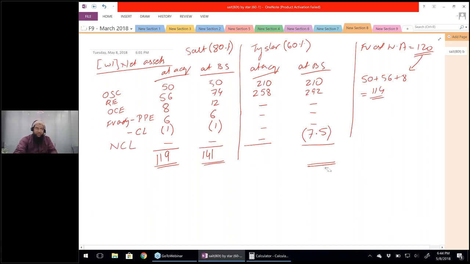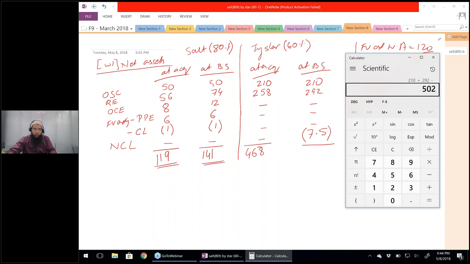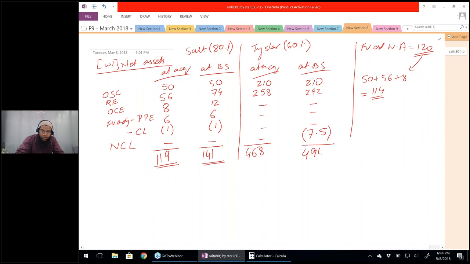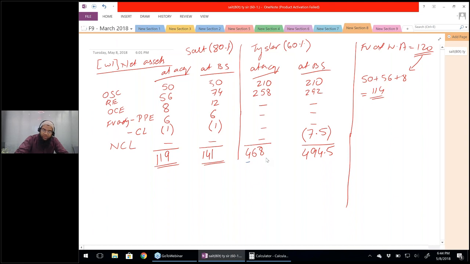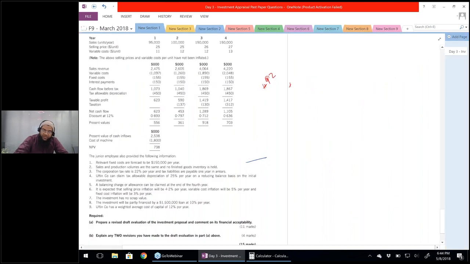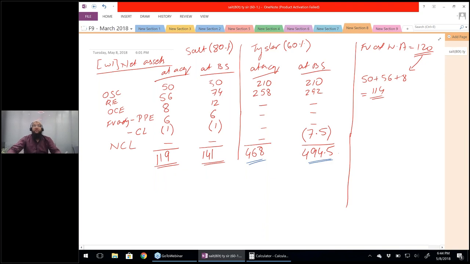For the foreign subsidiary, it is going to be 468, and this is going to be 210 plus 292 minus 7.5 being 494.5. But from here, a new step is going to start, because if we look at these values, these are basically the values in dinars. So we first need to convert them into dollars before applying any further thing.